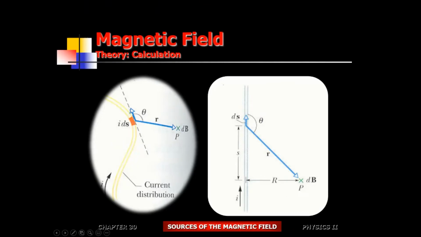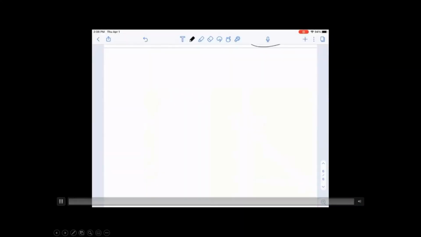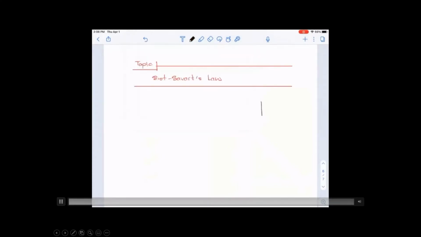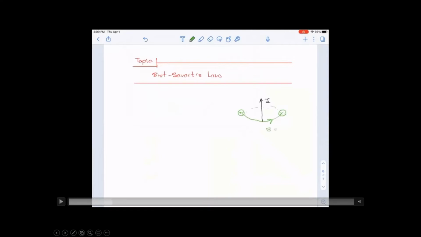Okay, Ampere's solution is great. It works, it's fine, except it doesn't work 100% of the time. Biot-Savart's solution is going to work 100% of the time. So Biot-Savart's law is a way of tackling the strength of the magnetic field for any single current wire. I don't care if it's a straight wire or if it's a loop wire, it doesn't matter what it is. It's always going to give you the correct expression for the strength of the magnetic field.